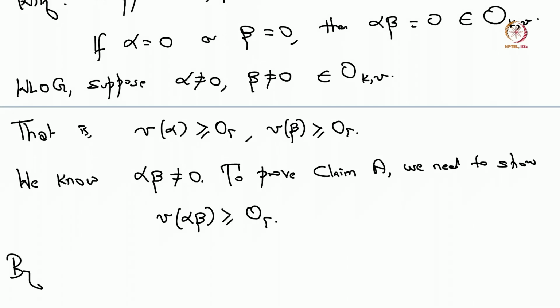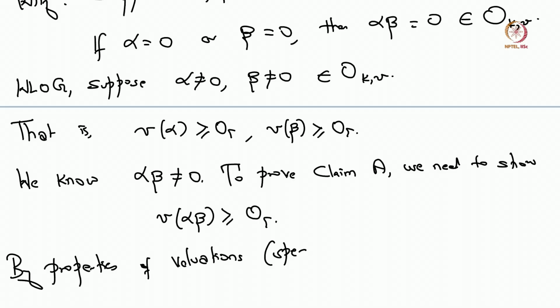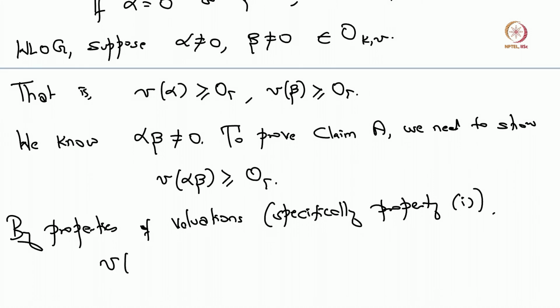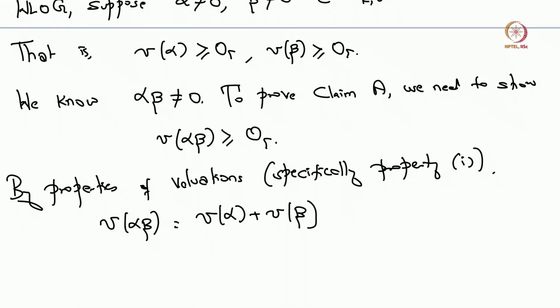But how do we do it? We use properties of valuations. So specifically the first property, the valuation of alpha beta is the valuation of alpha plus the valuation of beta. But now using the fact that the plus sign and the ordering are compatible, we get that the valuation of alpha is larger than or equal to the identity element of gamma, and the valuation of beta is larger than or equal to the identity element of gamma. So we're using compatibility.